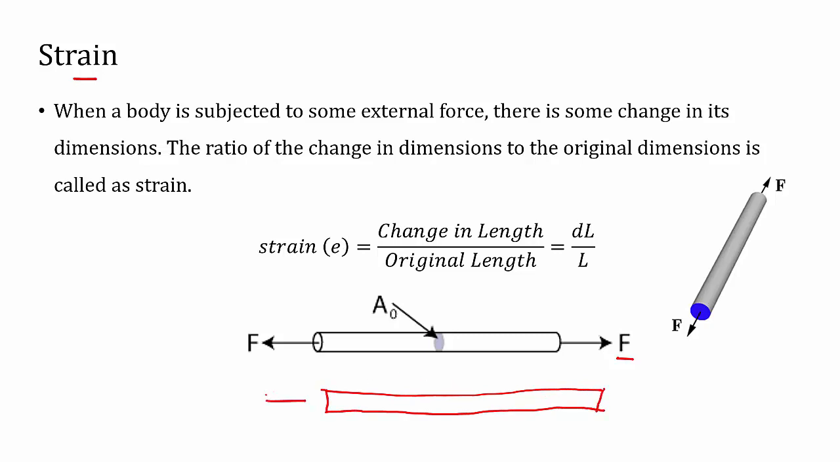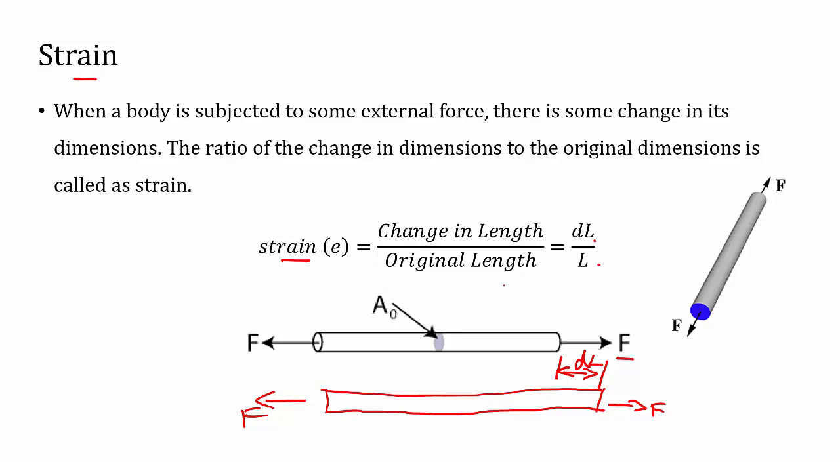It will undergo some deformation. So this change in dimensions, you can see that. So this is the change in dimension, dl. So this ratio between the change in dimensions to the original dimension is called as strain.